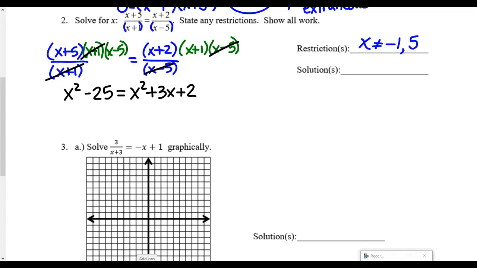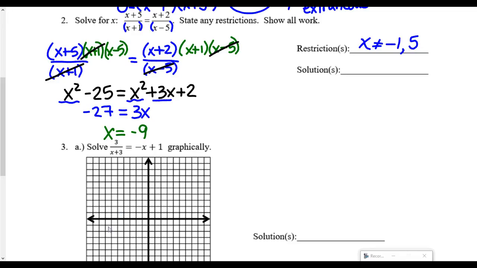So this looks like it's going to be a quadratic, but when I go to put my x squared on the same side, they will just cancel each other out. So I'm going to leave my 3x over there on the right, and then I'm going to subtract the 2 to move it over here to the left. So I have negative 27 equals 3x. When I divide both sides by 3, I wind up with x equals negative 9.